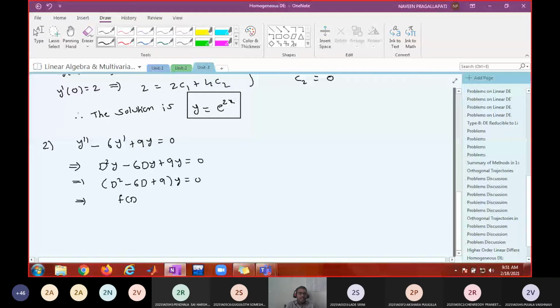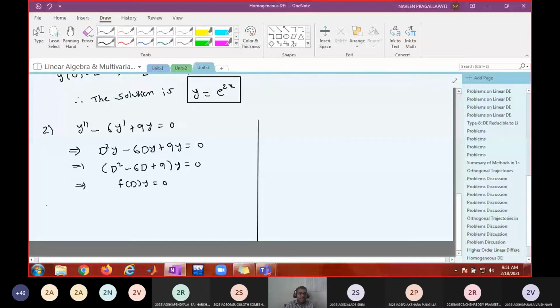So write down the auxiliary equation. Auxiliary equation is f of r equal to 0. Therefore r square minus 6r plus 9 equal to 0. So this is nothing but r minus 3 whole square equal to 0. That means r equal to 3 and 3.